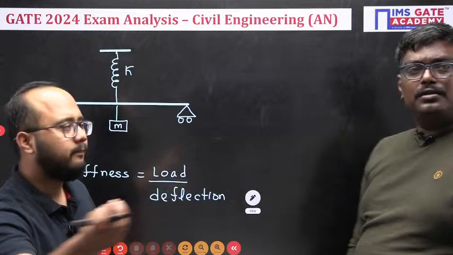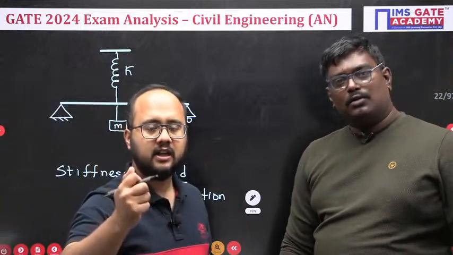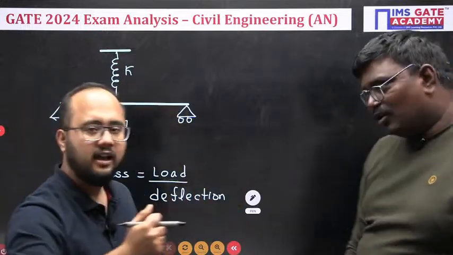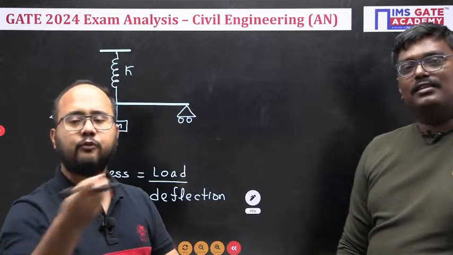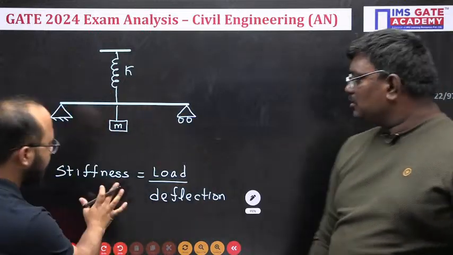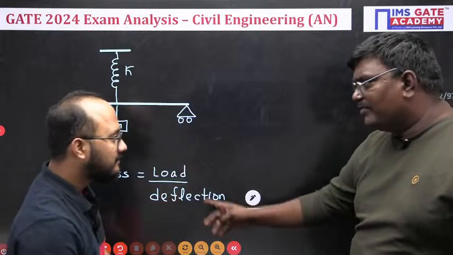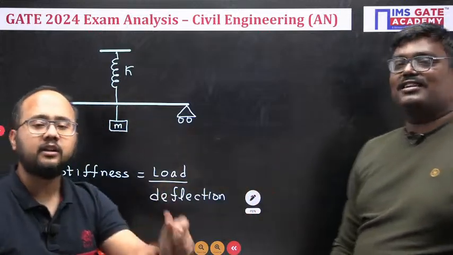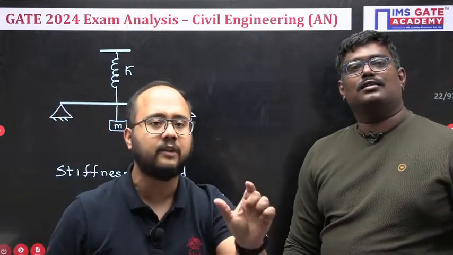In beams, the load is the bending moment. If it is a torsion case, it is a torque. And if it is an axial deformation, the axial force is the load. The main thing is stiffness, load divided by deflection. So they should know the deflection value. That is what we call the mixed problem from strength of materials and engineering mechanics.